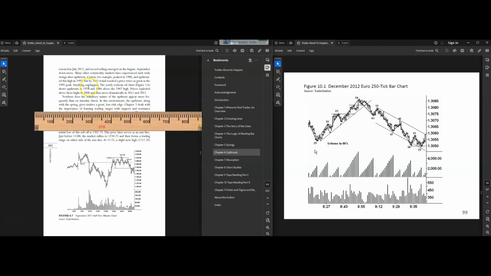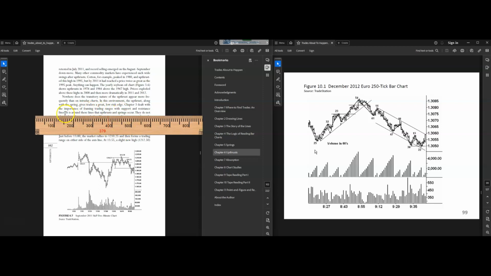Here, we're coming back to where it says chapter 3 dealt with the importance of framing trading ranges with support and resistance lines. This is the key. It's around these lines that upthrusts and springs occur. Step 1, draw the ranges. Step 2, pay attention when price is at the edges and touches these lines. Step 3, look for a breakout, and see if it's really an upthrust or a spring on the lines.